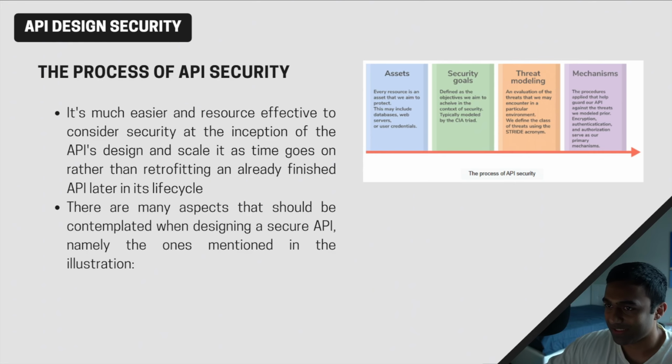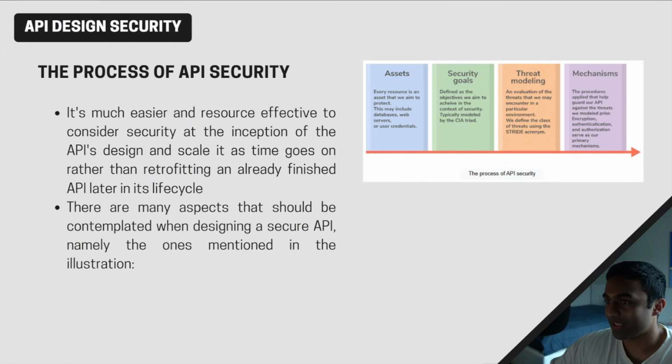So we have assets. Every resource is an asset that we aim to protect. This may include databases, web servers, or user credentials. Security goals, defined as the objectives we aim to achieve in the context of security, typically modeled by the CIA triad. There's also threat modeling, which is an evaluation of the threats that we may encounter in a particular environment. We define the class of threats using the STRIDE acronym.